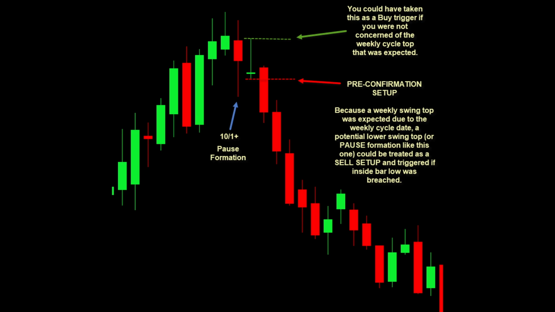It's important to note that if the weekly chart didn't have a potential swing top based on one of our cycle dates, on the daily chart there was no way that we would have been able to have a sell setup so early in this downward trend. We would need a little more formation, which is something you would learn about within the membership.